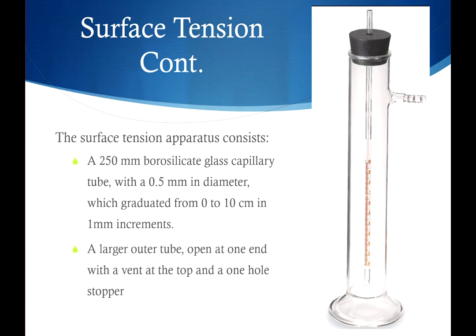So for the surface tension experiment, we will use a 250 milliliters borosilicate glass capillary tube with a 0.5 millimeters diameter, which is graduated from 0 to 10 centimeters in 1 millimeter increments. And then a larger tube, which is this one, open at one end with a vent at the top and a hole and a stopper. This is the vent and this is the stopper.